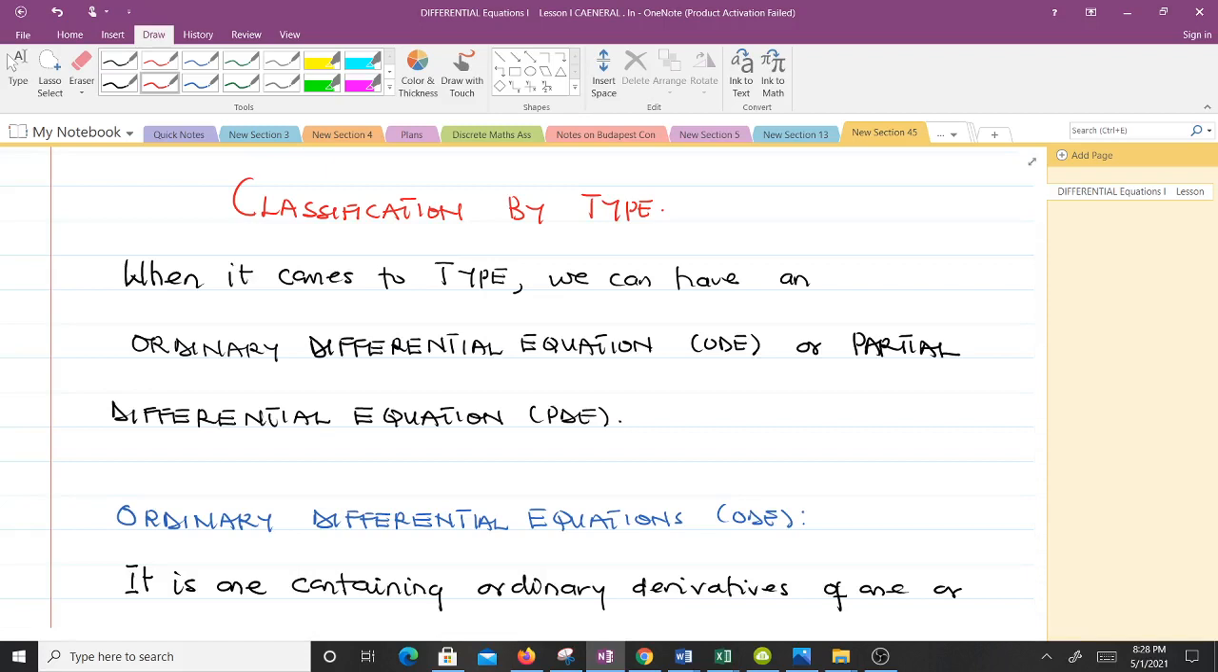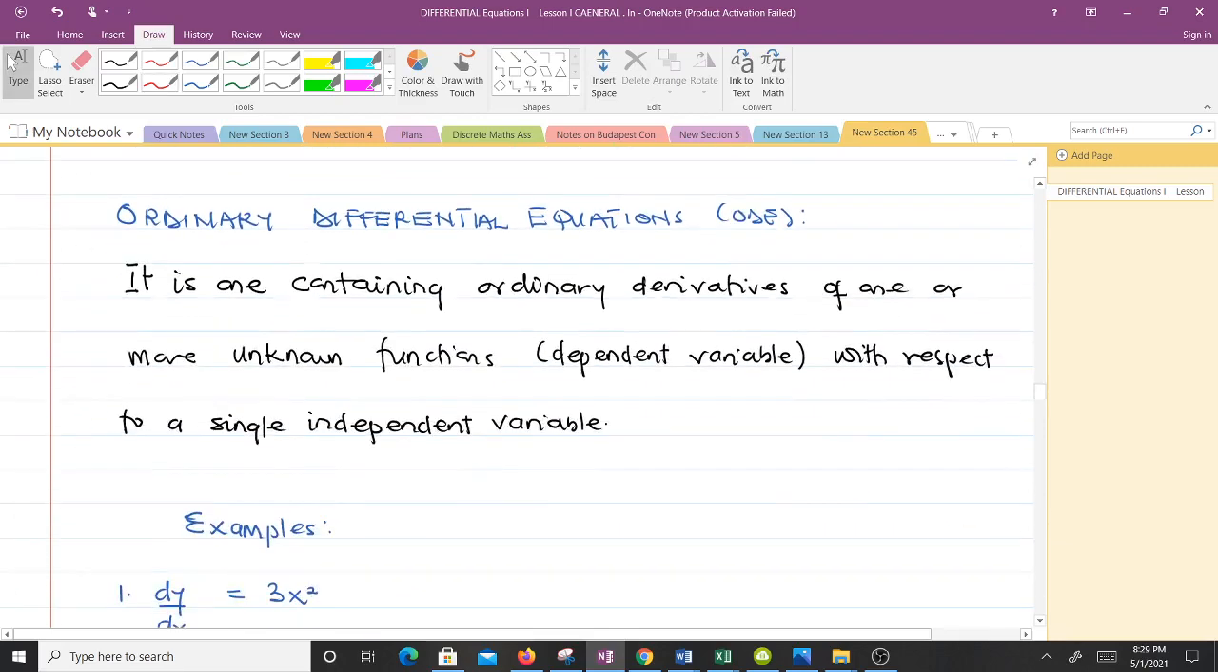When it comes to classifying differential equations based on the type, we have two of them. We can have an ordinary differential equation or a partial differential equation. So we can have an ODE or a PDE. So what's an ordinary differential equation? An ordinary differential equation is one containing ordinary derivatives of one or more unknown functions with respect to a single independent variable.